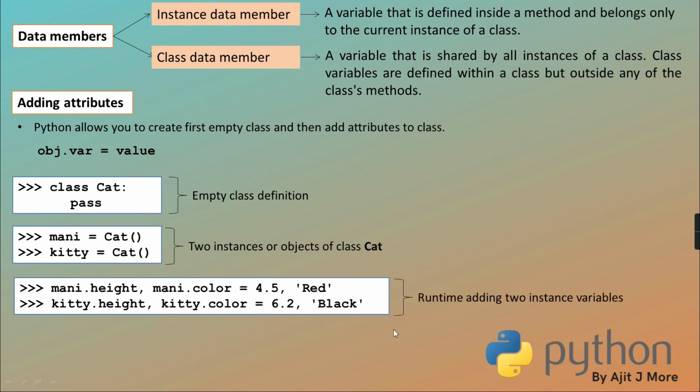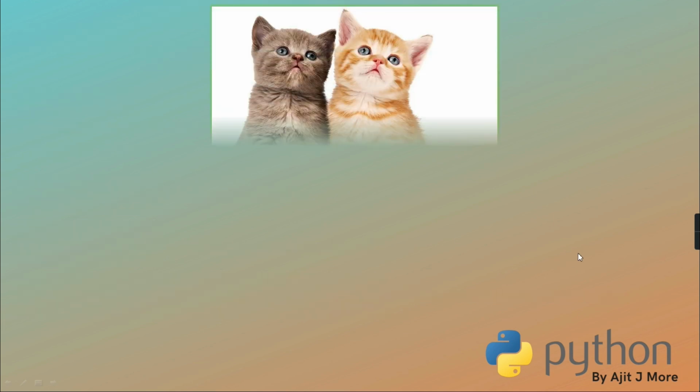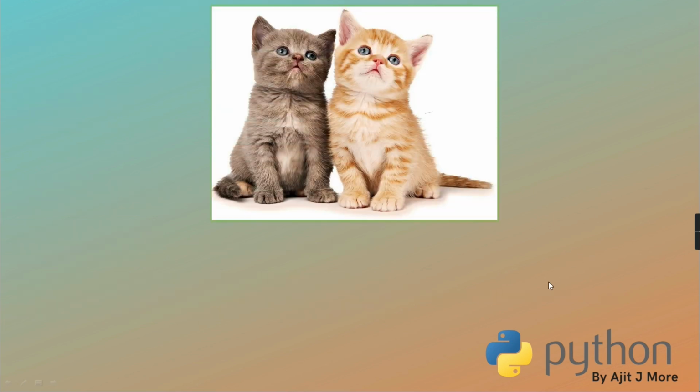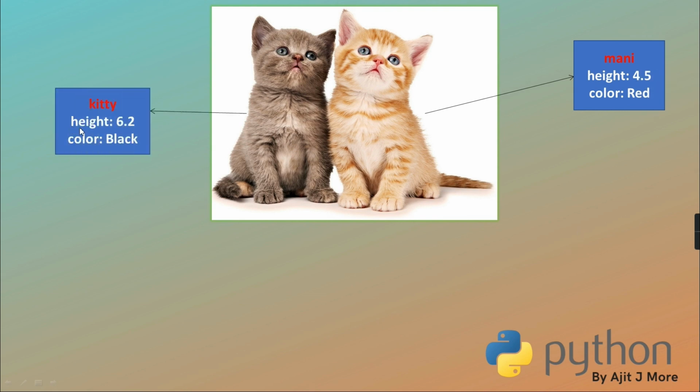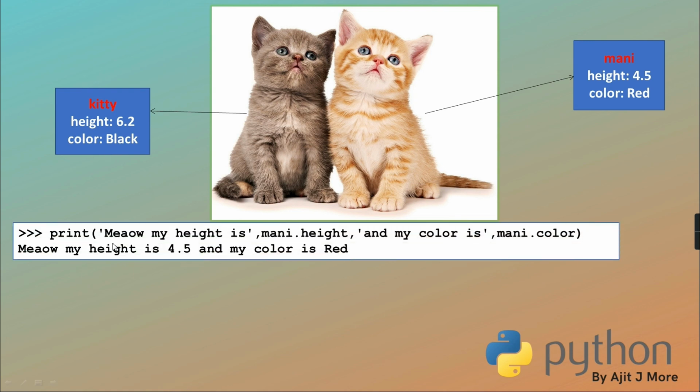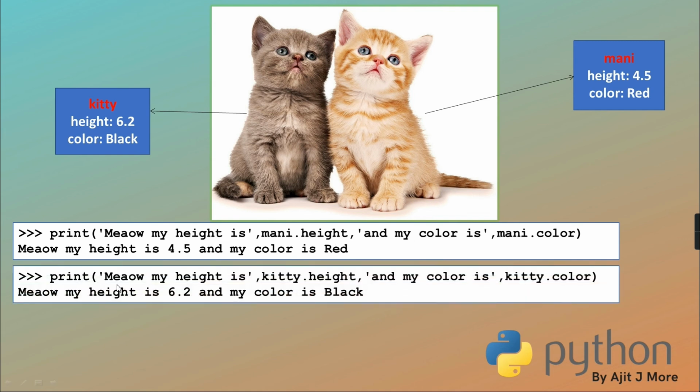Okay. So at runtime we are adding two instance variables, or instance data. See, from this, instance data, class data. Right? Can I say it like that? This is Money. It will have its own height and color. This is Kitty and it will have its own height and color. And then through a print statement I'm trying to print Money's height and color, and the same way through a print statement I'm trying to print Kitty's height and color. Hope it is clear to you guys.